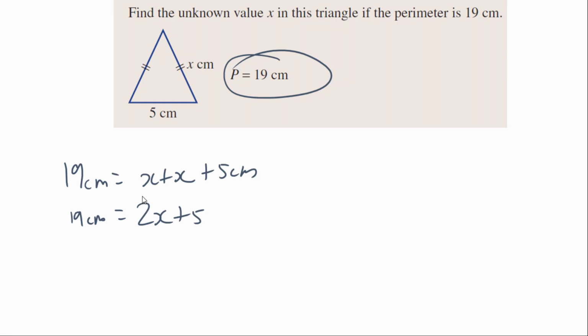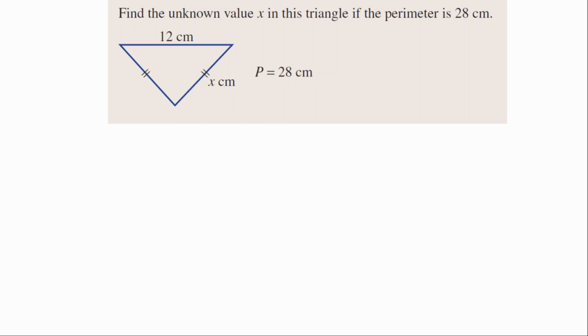Now we need x by itself, so we're going to get rid of the 5 on this side by subtracting 5 from both sides. So it'll be 19 minus 5 equals 2x plus 5 minus 5. That gives me 2x on the right and 14 on the left. And now I need to get x by itself here. The opposite of 2 times x is dividing by 2. So divide both sides by 2. That gives me 7 equals x. So x equals 7 centimeters there.